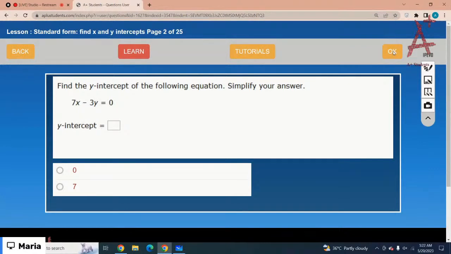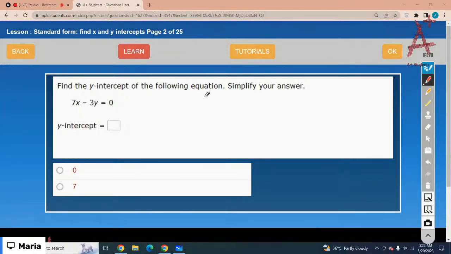Okay, you have to find the y-intercept now. When you have to find the y-intercept, you need to put x equals 0 in the equation. Just replace the x with 0. Got it? Because you have to calculate the y-intercept. 7 times 0 is 0. 0 minus 3y equals 0. It would be minus 3y equals 0.